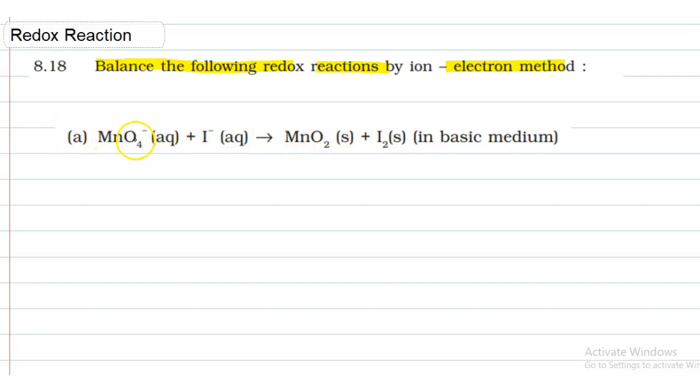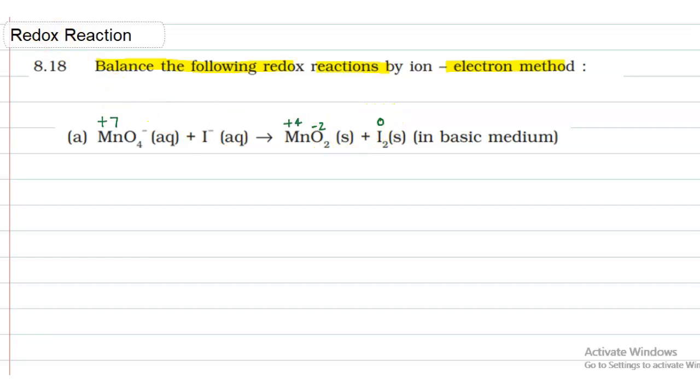So MnO4 minus. The manganese oxidation number will be: 4 times minus 2 is minus 8, and minus 1, so manganese is plus 7. Iodine oxidation number is minus 1. In MnO2, manganese is plus 4, since 2 times minus 2 is minus 4. Iodine oxidation number in I2 will be 0.